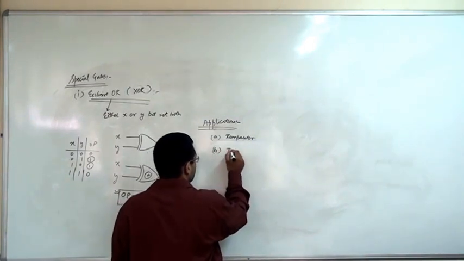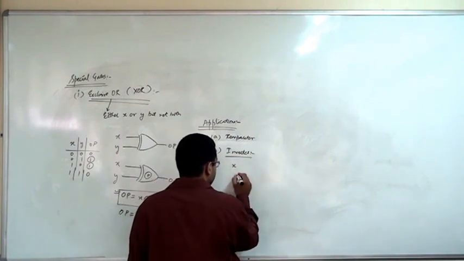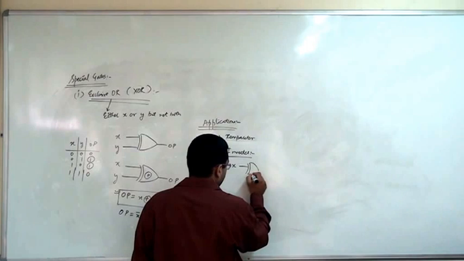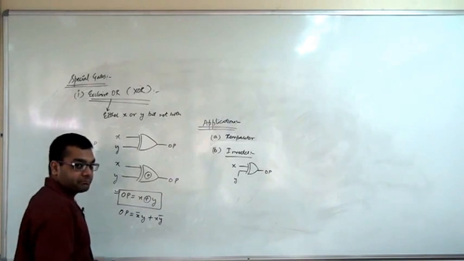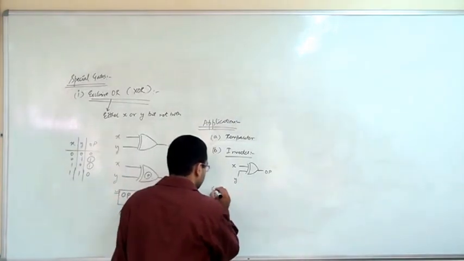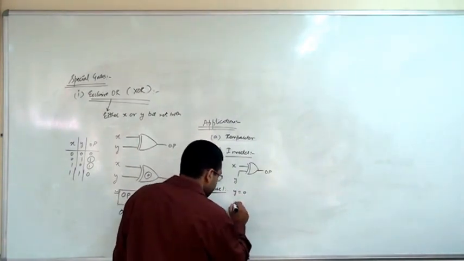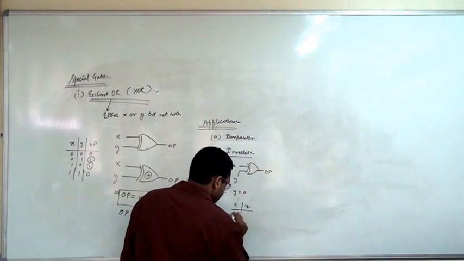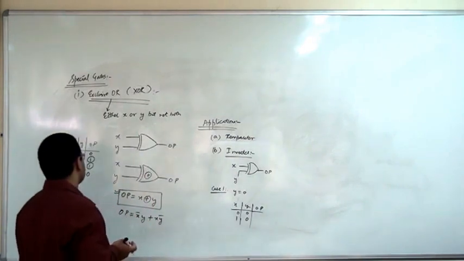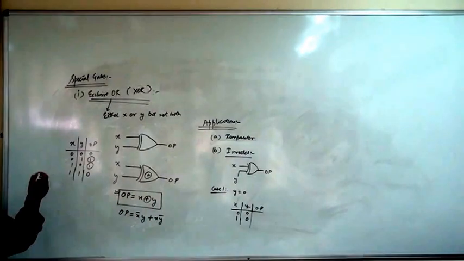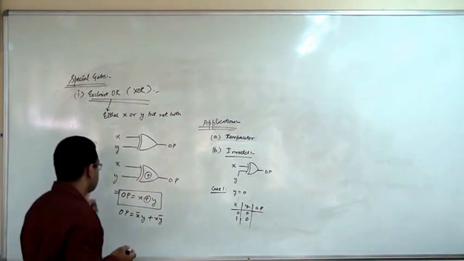Another application is that it can also be used to act as an inverter. How? Suppose I have x and y as the other input, and now I fix the value of y. Case 1, where y is 0. So I have x and y. X can be 0 or 1, y is permanently 0. What is the output? From the truth table you can extract the first row and the third row. Output is 0 and 1 respectively.